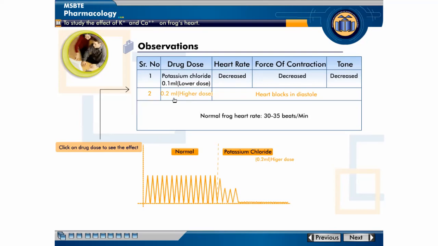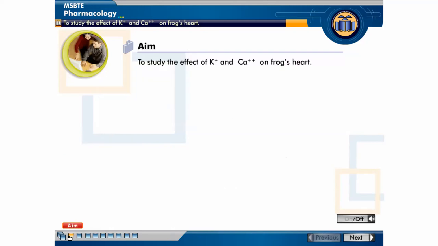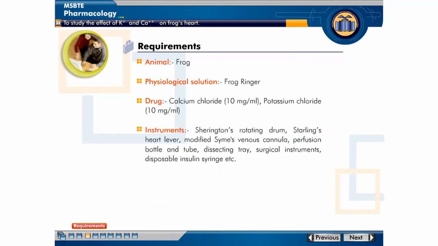Yes, ma'am. Then the effect of calcium and potassium ion on heart rate and force of contraction on isolated heart of frog by using this MSBT CD. So this is about experiment number 8. The aim of this experiment is to study the effect of calcium ion and potassium ion.